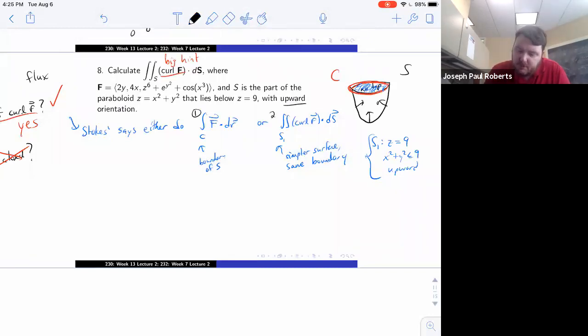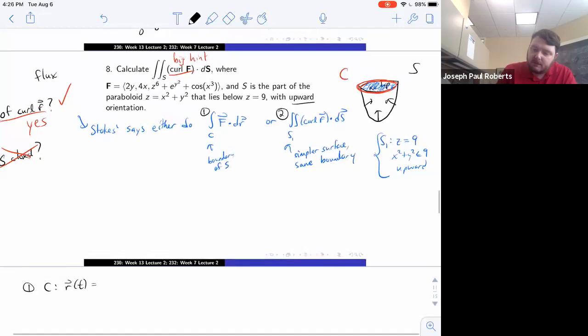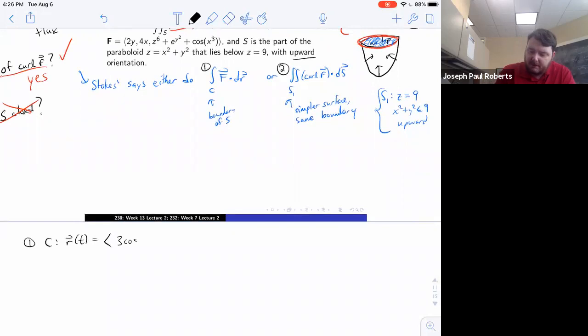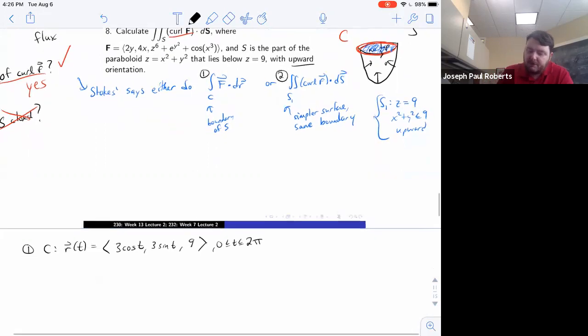Let's call these 1 and 2. You are only going to do one of these. I'll show you both just so you could see how that would work. If I'm dealing with 1, I need to get my curve r of t going. So let's think about the curve C. Well, it's a circle of radius 3 living in the plane z equals 9, centered at x and y are 0, 0. So that's my r of t for this red boundary curve C.